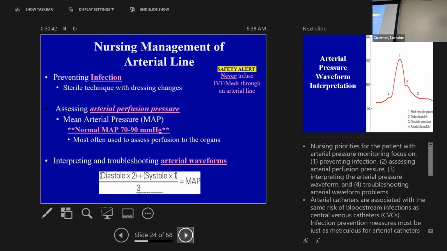Now, normal MAP. This is nationally. Memorize this. 70 to 90. So if you come to me and go, oh my God, Lorraine, her MAP is 80, I'm going to go, all right, okay. Or, oh my God, it's 40. Now we have a problem. Do you guys see that? So understanding what the normal is, then you understand the abnormal. And then, it's our job to make sure a couple of things.